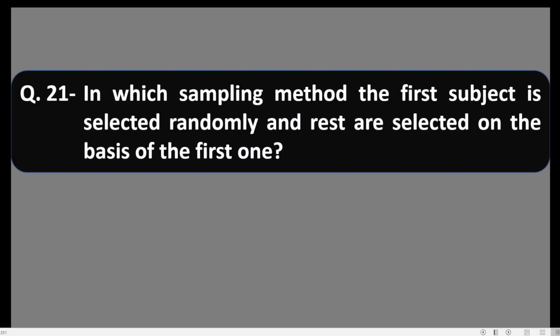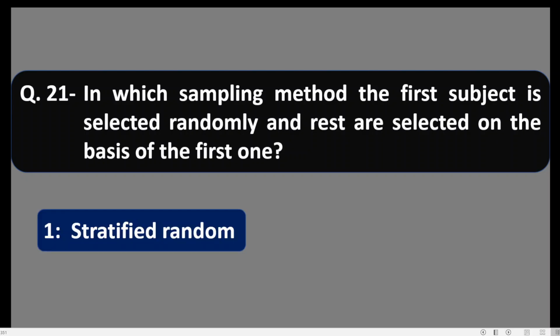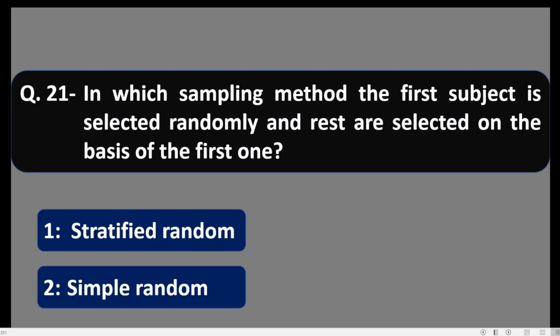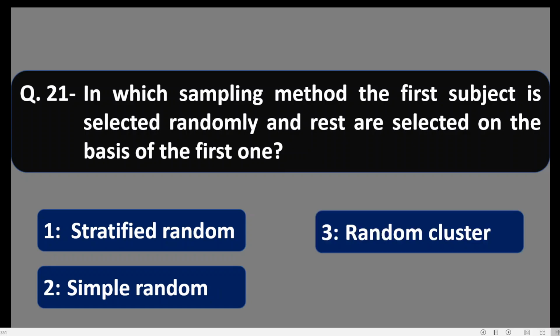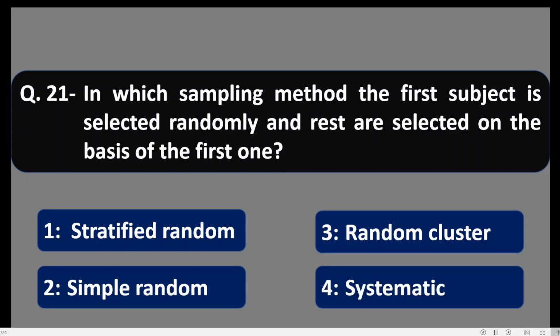In which sampling method is the first subject selected randomly and the rest are selected on the basis of the first one? Options are: number 1 stratified, number 2 simple random, number 3 random cluster, number 4 systematic. Here it is said that the first subject is selected randomly and the rest are selected on the basis of the selection of number 1. So it happens only in the systematic sampling method. So option number 4 is correct, systematic.